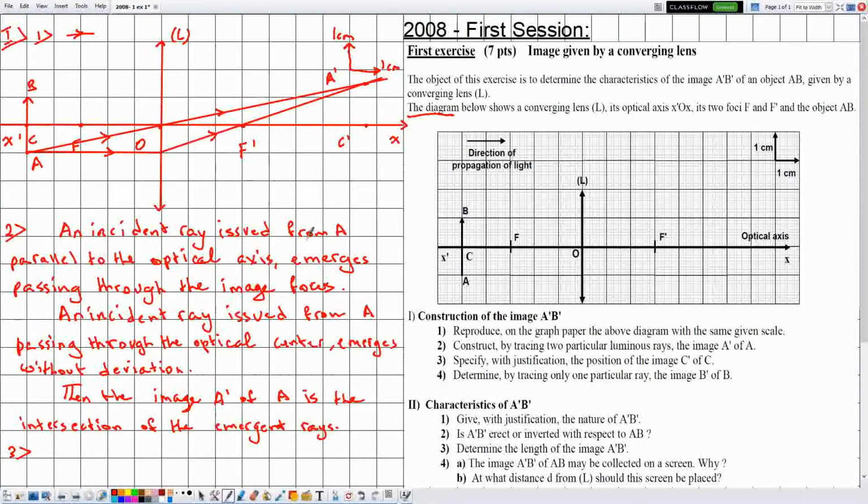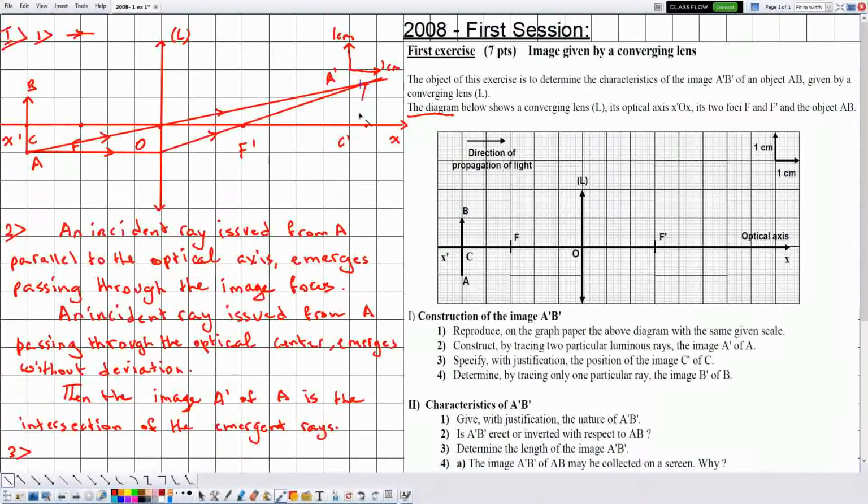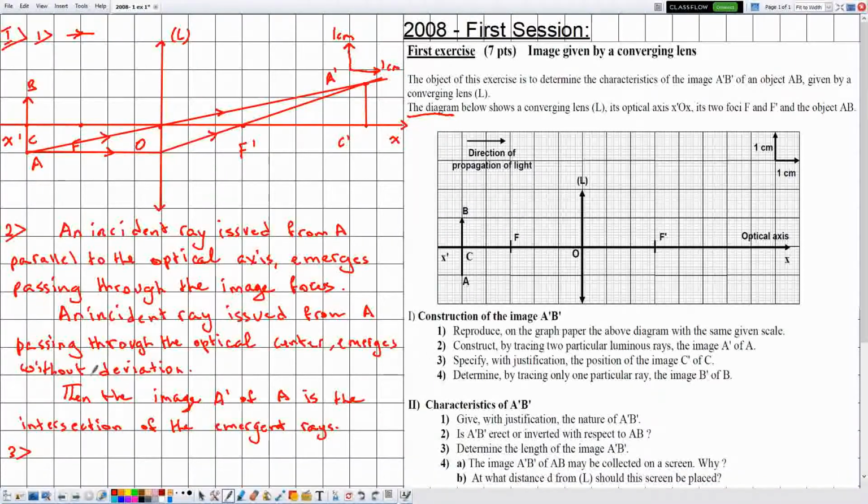Now let's trace the image A prime C prime of AC. Okay, and let's do the justification. Then the image, okay.